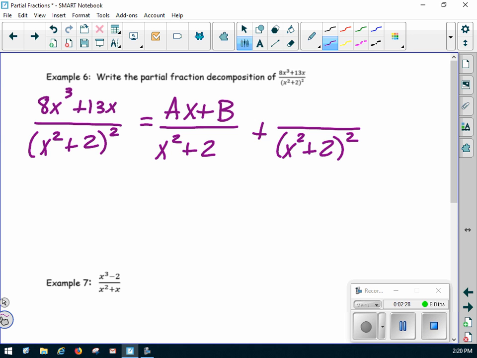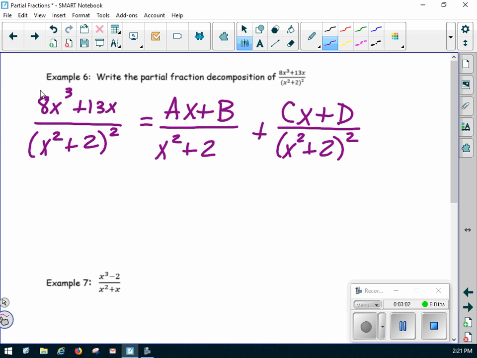Now let's look at the second. It's still quadratic. Don't worry about the raised to the second power. You're just looking at the x squared plus 2. That's quadratic. Your numerator still has to be linear. Cx plus d. Now your textbook does stuff like a sub 1x plus a sub 2, and I just hate that. So we use a, b, c, d. Okay, that's the hard part right there.